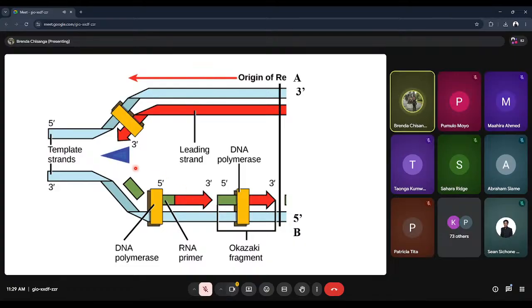Its synthesis is away from the replication fork, while the leading strand synthesis is in the same direction as the replication fork. I hope this is clear.